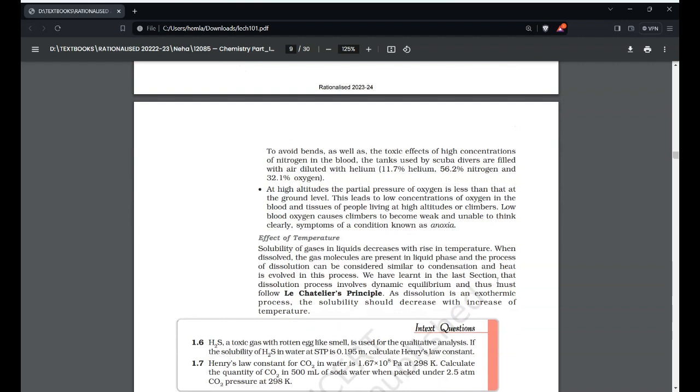At high altitudes, the partial pressure of oxygen is less than that at the ground level. This leads to low concentration of oxygen in the blood and tissues of people living at high altitudes or climbers. Low blood oxygen causes climbers to become very weak and unable to think clearly. Symptoms of this condition are known as anoxia.